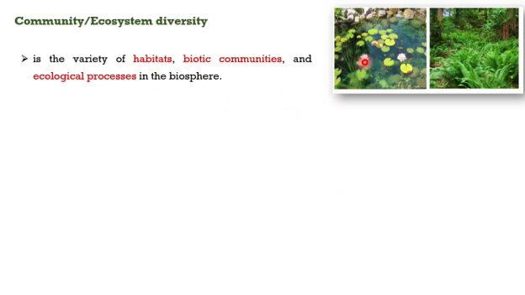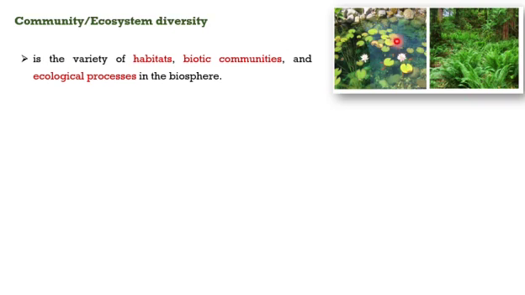Like for example, a river interacts with land through a lot of different ecological processes like nutrient cycle, carbon cycle, and many other cycles. So it is the variety of habitat. For example, I have given two habitats here. This one is a pond habitat and this one is a terrestrial land forest habitat. You can call this one a separate ecosystem and this one a separate ecosystem.